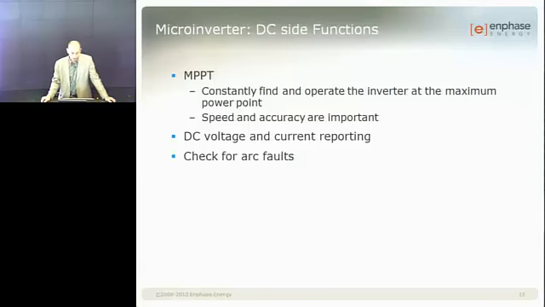On top of that, we report the DC voltage and current that's operating at a given time. So we can indeed figure out what's going on with the module. Is it shaded? Is it broken? Is it soiled? And so on and so forth. And the other piece is that we need to check for arc faults as well. Every inverter now has to do this. Look to see if there is an arc fault going on.